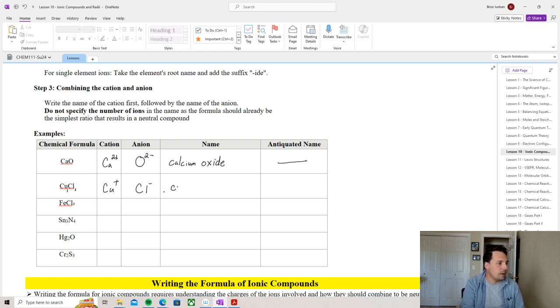And then the name for this would be copper(I) chloride. An old name for that would be cuprous chloride.